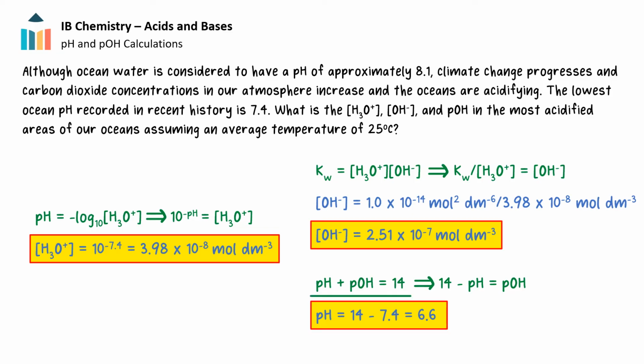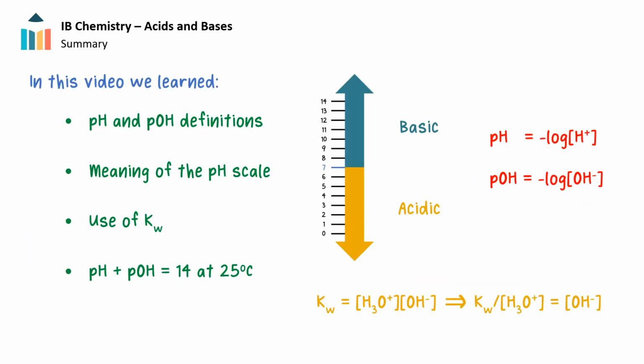Just a note that this is not the only approach to this question. You could have used, for example, this equation first to figure out the pOH and then the concentration of hydronium and hydroxide ions. And that's it for this video on pH and pOH calculations.